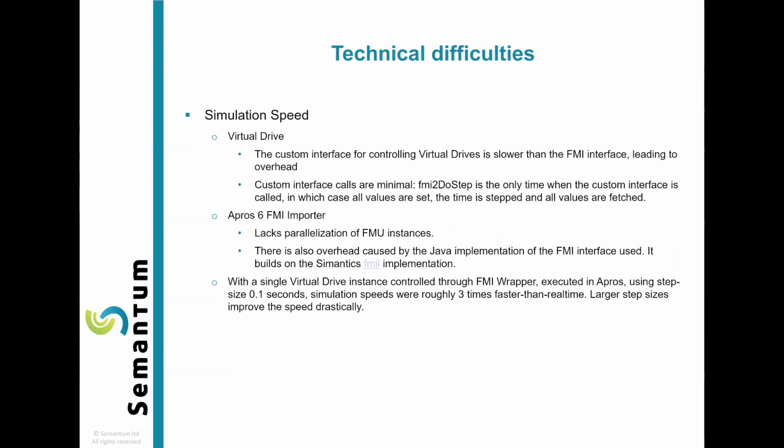So in this simple demo model that you saw, if we set the step size to 0.1 seconds, which is large in many industrial cases, but actually very small for our model, our model didn't need it this small. In that case, simulation speeds were roughly 3 times faster than real time. But as you can see in the video I will show next, the larger step sizes improve the speed. So in the video, it's actually 30 times faster than real time.